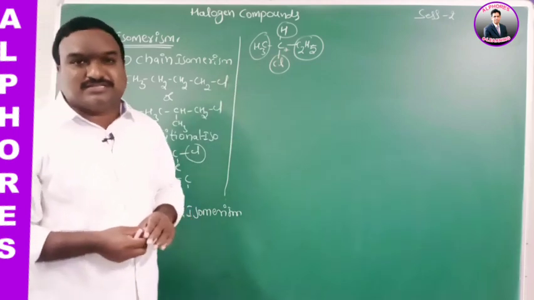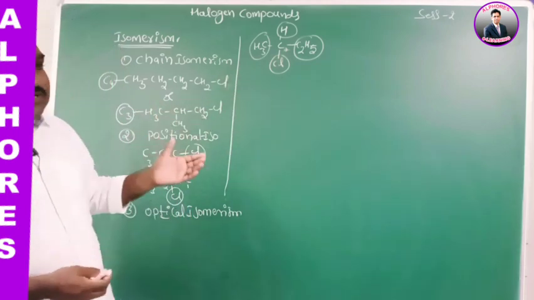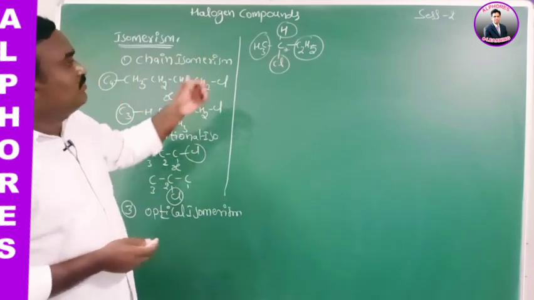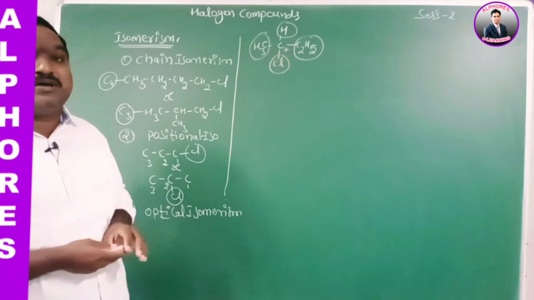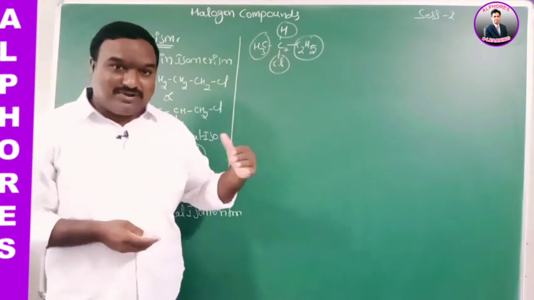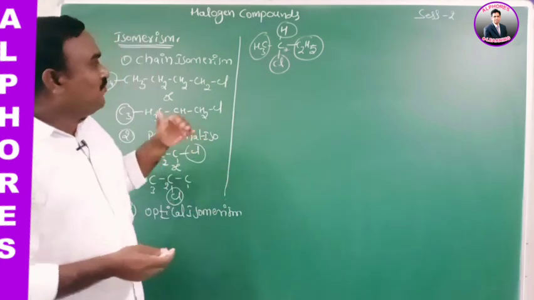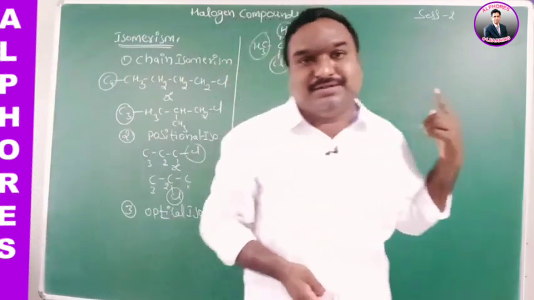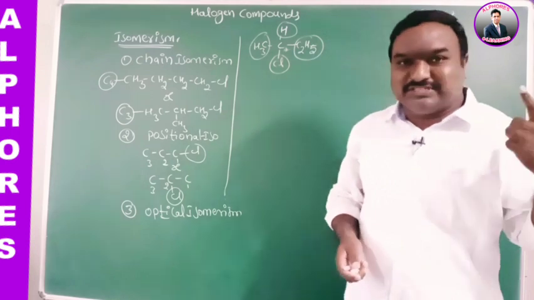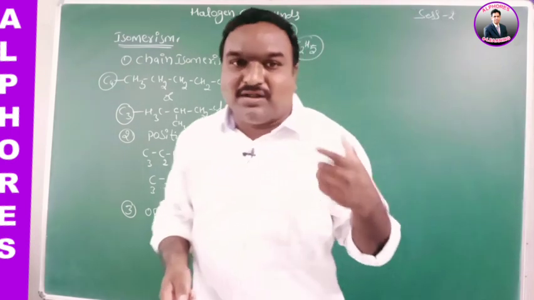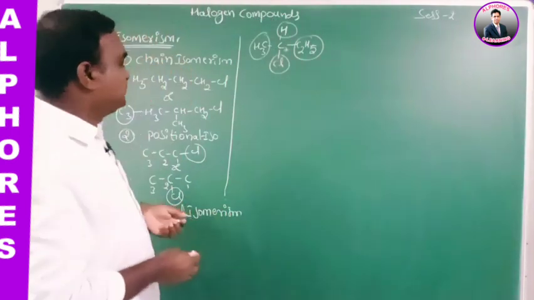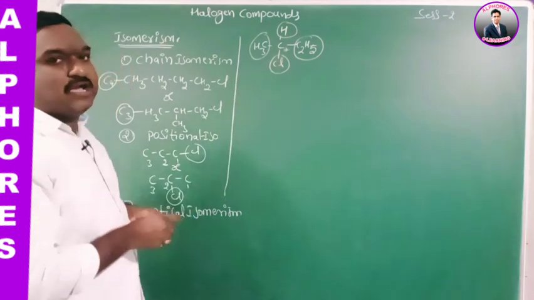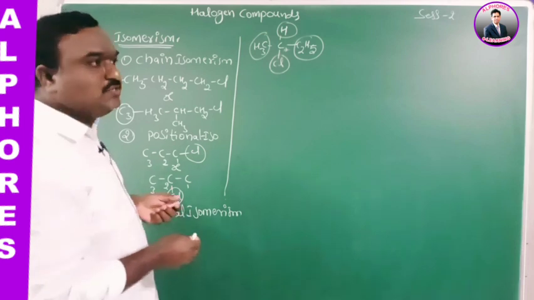exhibits optical activity. Not only this one, whatever halogen compound is given, we can explain optical activity based on the chiral centers. The given compound may carry fluorine, chlorine, bromine or iodine, doesn't matter. We have to observe whether the given compound is carrying an asymmetric center or not. This type of compounds exhibit optical isomerism.